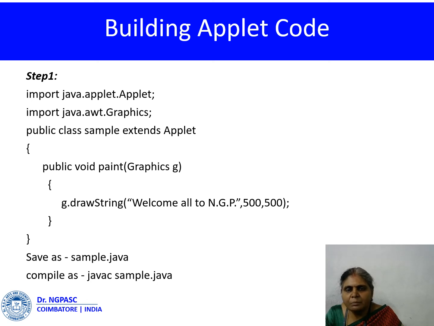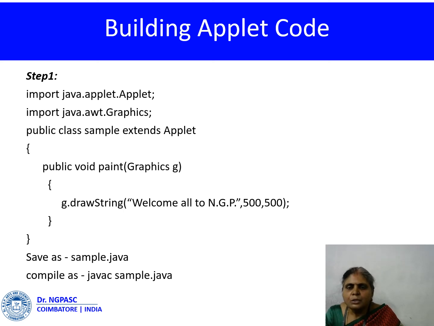See here, the class name is sample. So I am going to save this particular applet code with the name sample.java in a specified folder. After saving this applet with the class name.java, I have to compile it. There is no need to interpret it, just compile it.